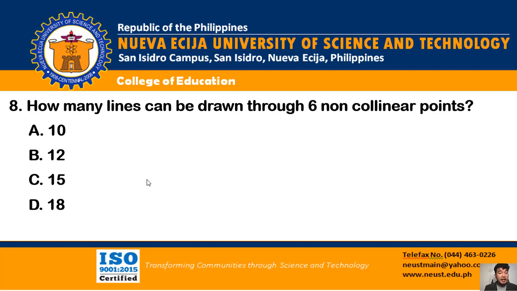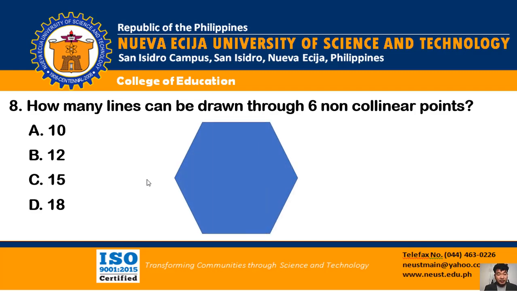Number 8. How many lines can be drawn through 6 non-collinear points? Alright, so you have here 6 non-collinear points. 1, 2, 3, 4, 5, 6. Then we connect them, we form a hexagon. So we already have 6 lines. And then we connect the non-collinear points one by one. So you have 7, 8, 9, 10, 11, 12, 13, 14, 15.